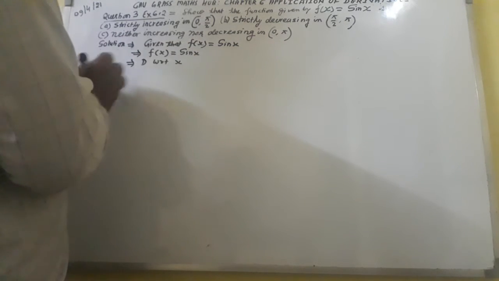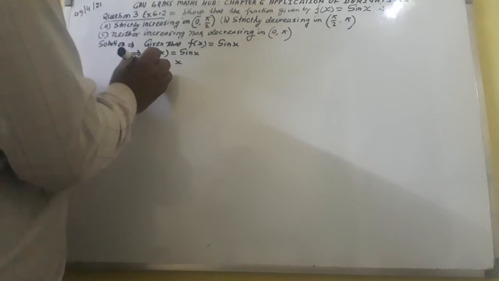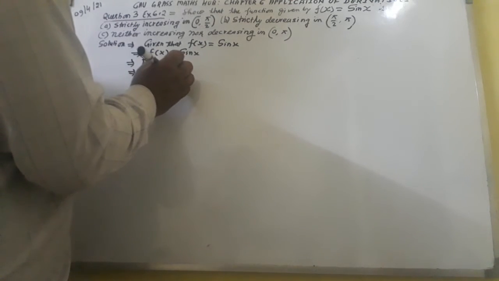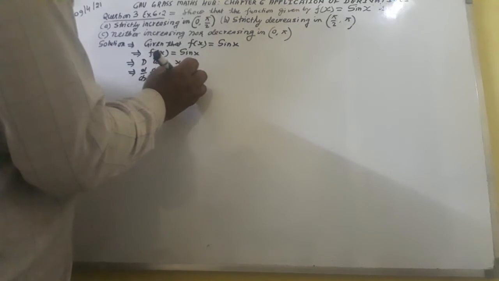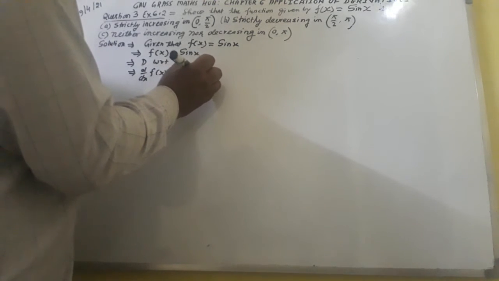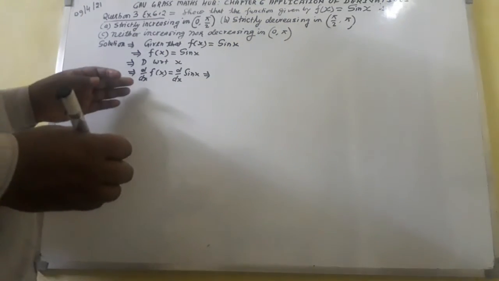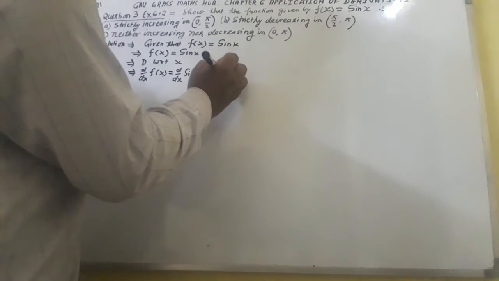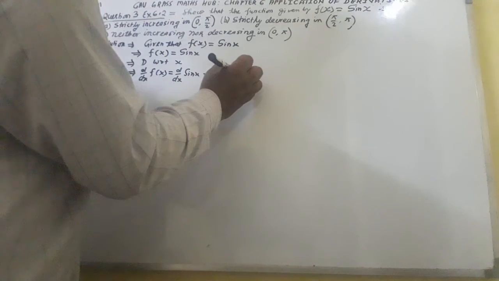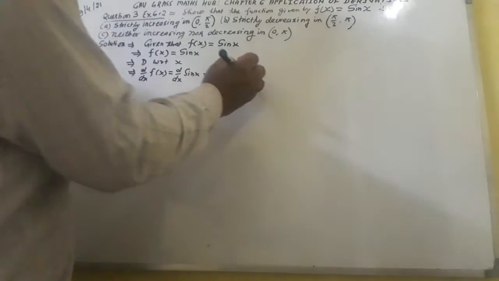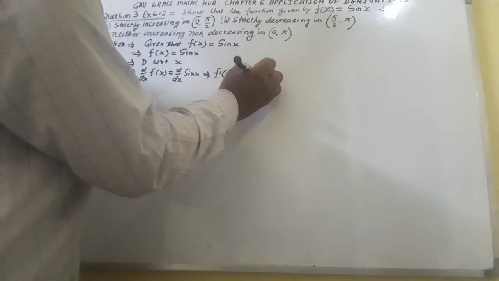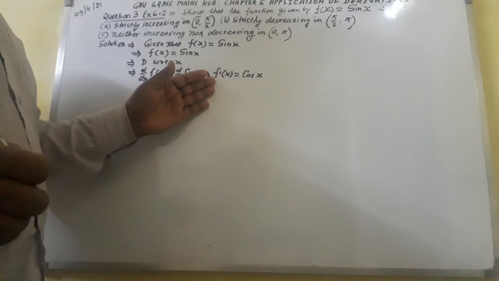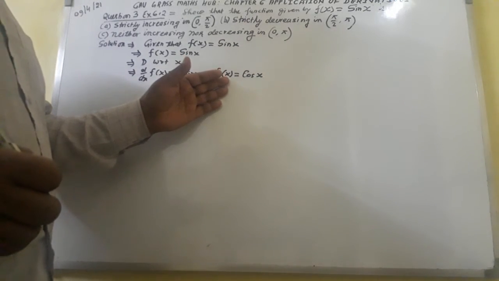Differentiating with respect to x, d over dx of f of x equal to d over dx of sin x, which implies f dash of x equals d over dx of sin x, which comes out to be cos x. Here we have got f dash of x equal to cos x.